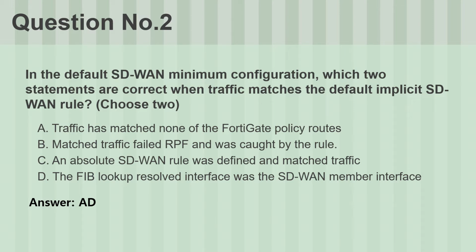Question number 2. In the default SD-WAN minimum configuration, which two statements are correct when traffic matches the default implicit SD-WAN rule? Choose 2. A. Traffic has matched none of the FortiGate policy routes. B. Matched traffic failed RPF and was caught by the rule. C. An absolute SD-WAN rule was defined and matched traffic. D. The FIB lookup resolved interface was the SD-WAN member interface. Answer: A, D.